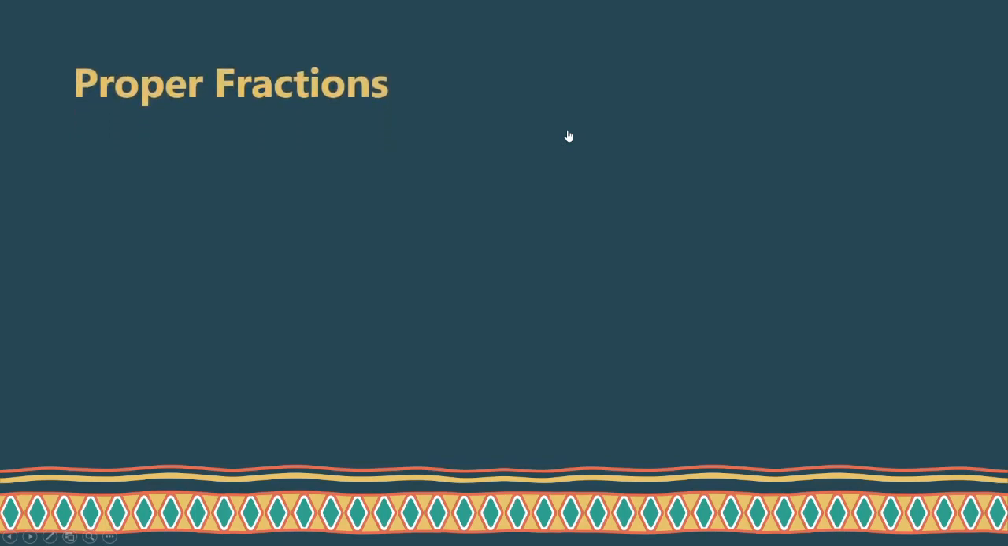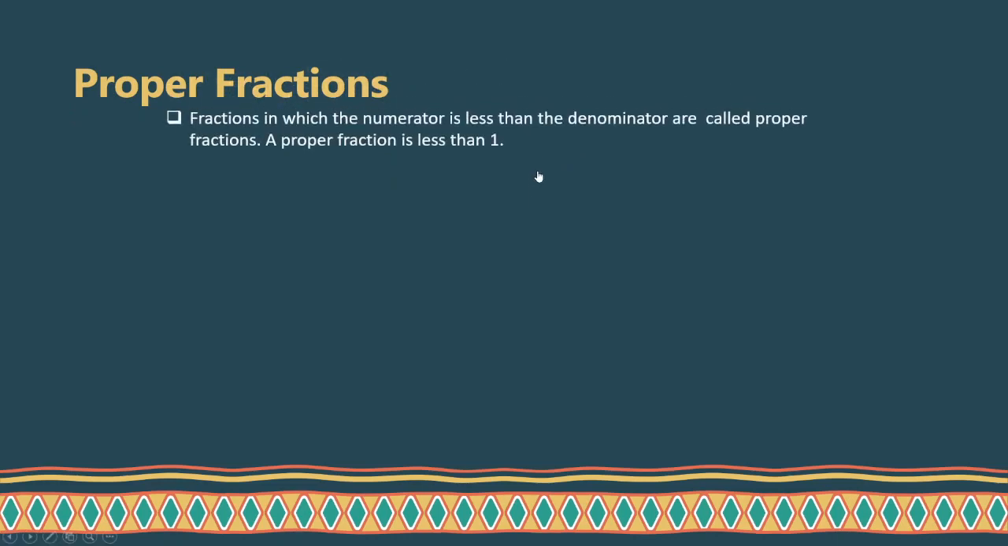First we have to know about the proper fraction. What is a proper fraction? A proper fraction is one in which the numerator is less than the denominator. A proper fraction is less than 1. The value of a proper fraction is less than 1.